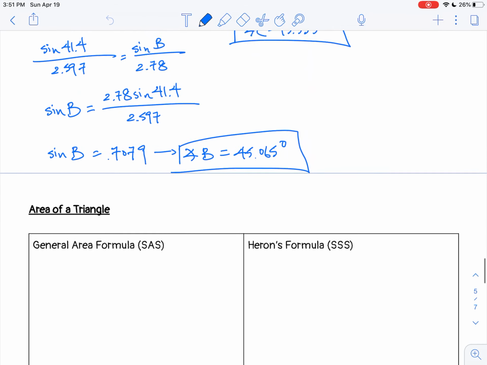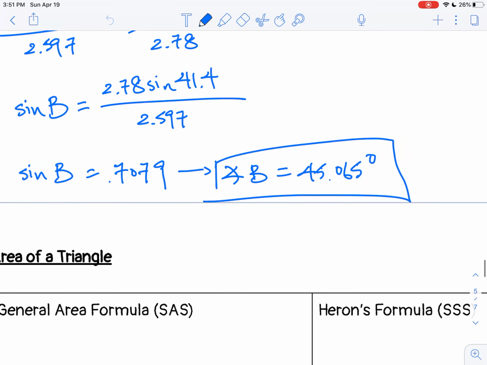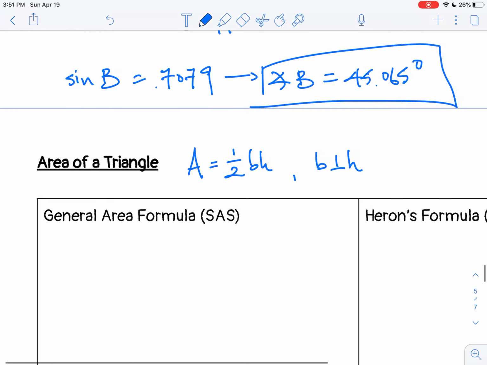I feel like we all know that the area of a triangle, if anybody asks you, you're like, oh yeah, 1/2 base times height. But there's something very special about this, because the base and the height have to be perpendicular to each other. If this is not the case, then you can't use this formula.